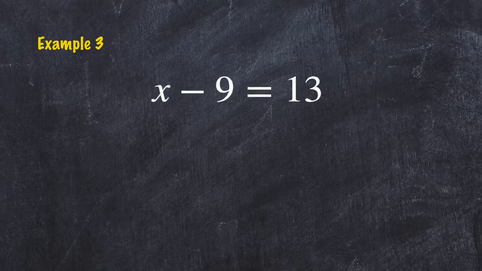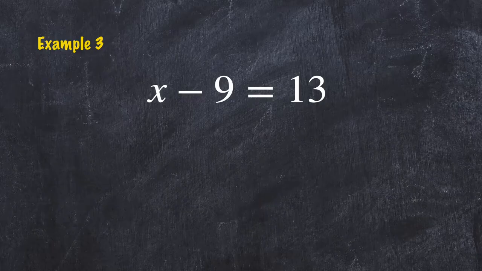All right, example 3. x minus 9 is equal to 13. Remember, the rule is we are trying to get rid of the constant with x on one side of the equation. So we are going to get rid of negative 9. What is the zero pair of negative 9? In other words, what number can you add to negative 9 to get 0? And that is positive 9.